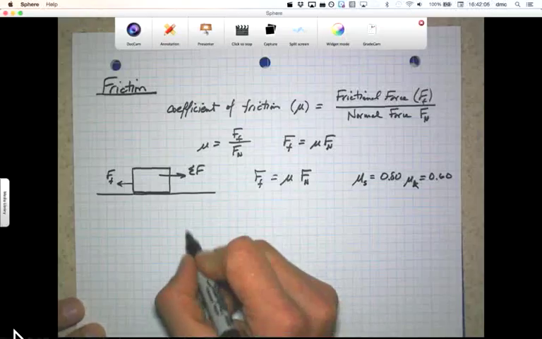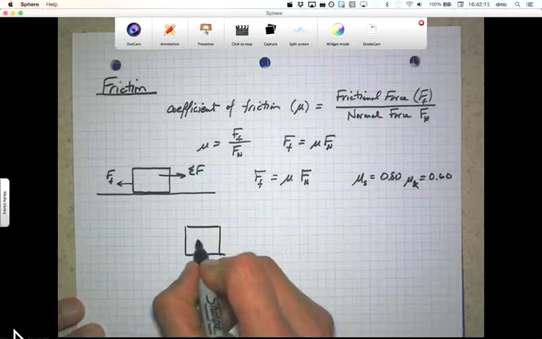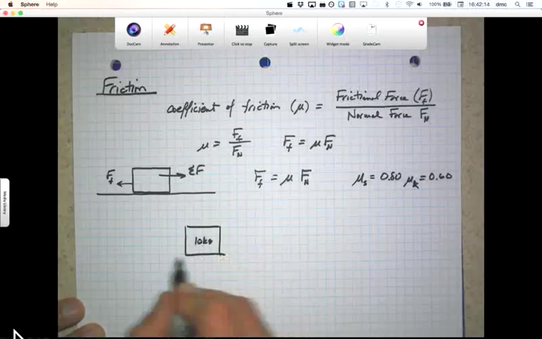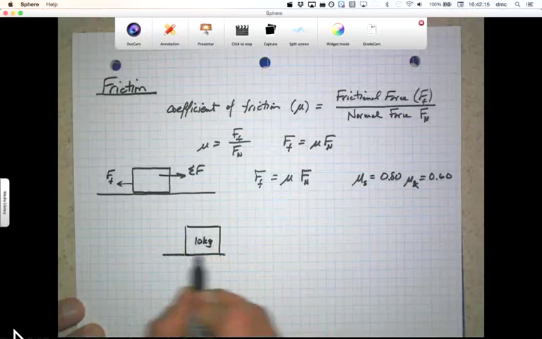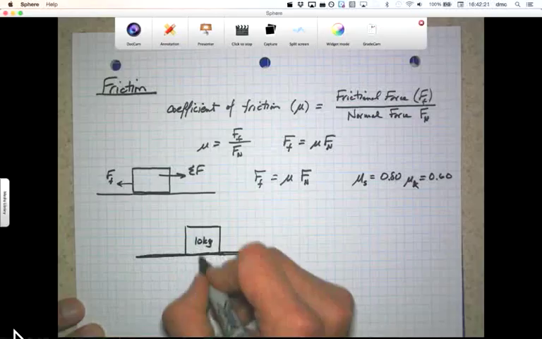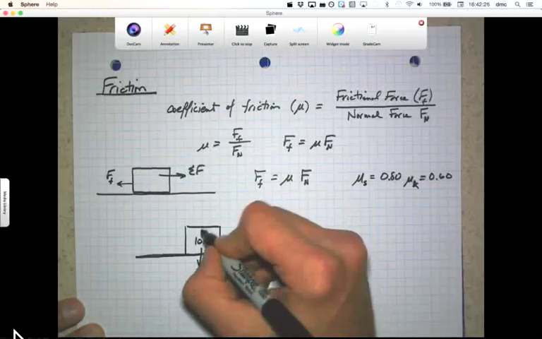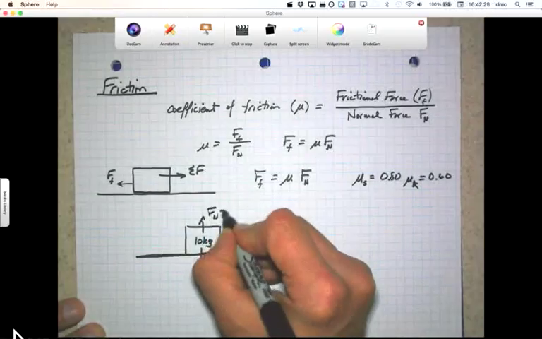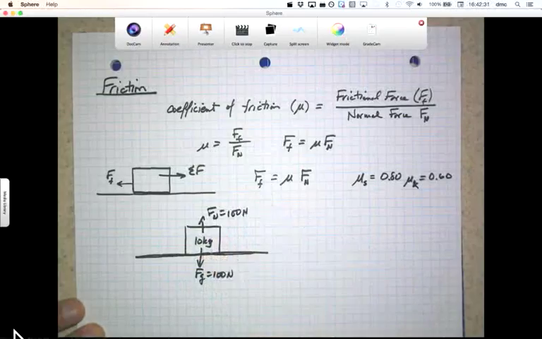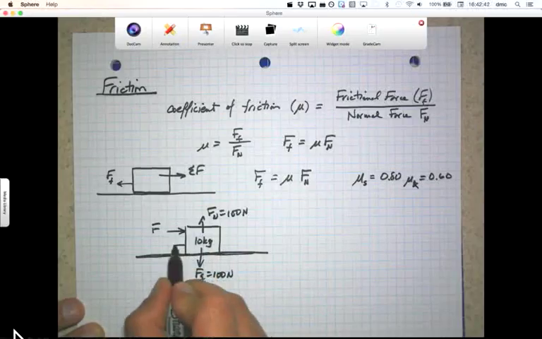So let's make this really simple and easy. Let's take a 10 kilogram mass of steel, a block of steel resting on a steel counter. That means that the force due to gravity is 100 newtons, and therefore the normal force is also 100 newtons. And let's say it's not moving. Let's say we are pushing on it with some force, but not enough to get it moving. So the question is, how much will it push back?